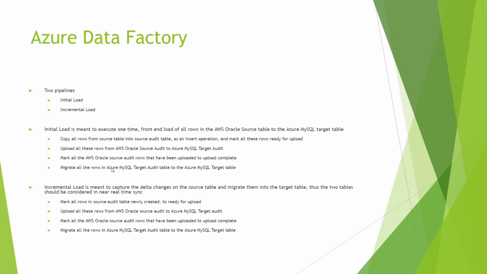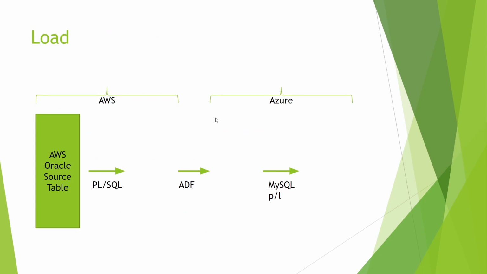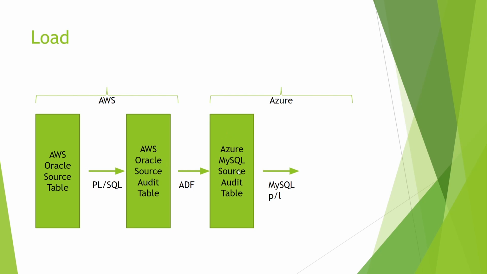We migrate all the rows in the Azure MySQL target audit table to the Azure MySQL target table using that upsert command. Here's a little graphic describing what we're doing. We have our source environment with rows in it. We create an audit table using PL/SQL. Using Azure Data Factory, we move this audit table into the Azure platform, and then using our MySQL programming language, we move it to the target table.